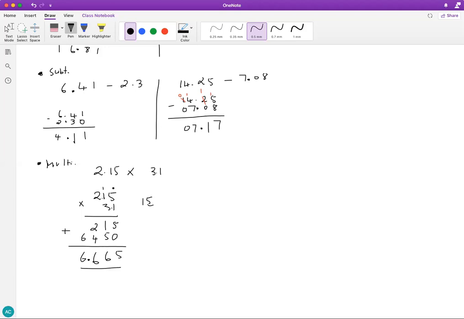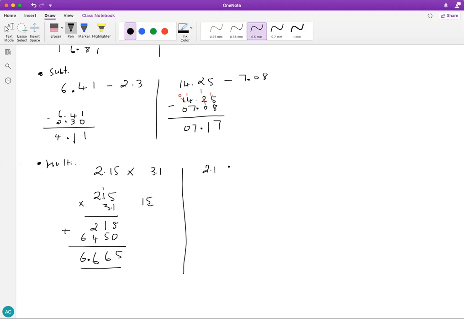Okay, so don't worry about the decimal at the beginning. Don't worry about aligning it. We don't need it until multiplying. Until after we multiply, that's when we need to place the decimal. Okay, so let's see if we can do another one.